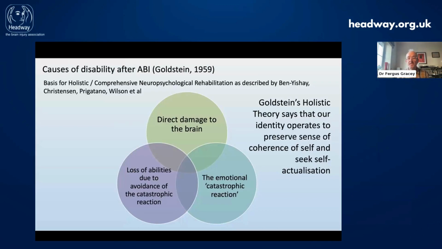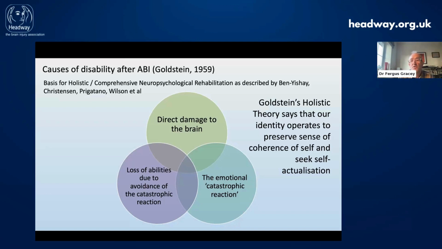So, rehabilitation and identity. We can think about all of those multifaceted aspects of identity and how they can be impacted by a brain injury. So what do we do in rehabilitation about this? I'm going to go back to Kurt Goldstein's ideas about where the limitations of a brain injury come from. And I'm talking about Kurt Goldstein because he has been very influential in holistic or comprehensive neuropsychological rehabilitation theory.